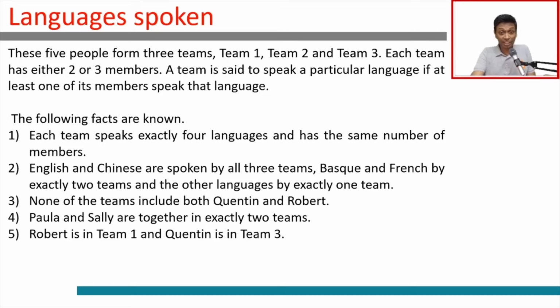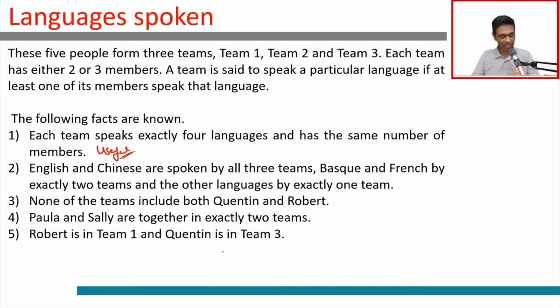These 5 people form 3 teams, T1, T2, and T3. Each team has either 2 or 3 members, and they definitely overlap across the team. A team is said to speak a particular language if at least one of its members speaks that language. The following facts are known. Each team speaks exactly 4 languages and has the same number of members. This is very useful.